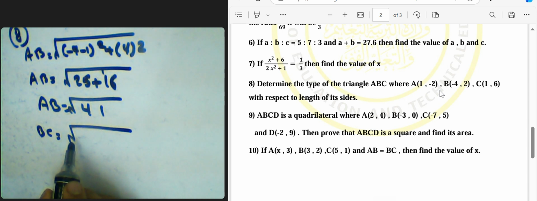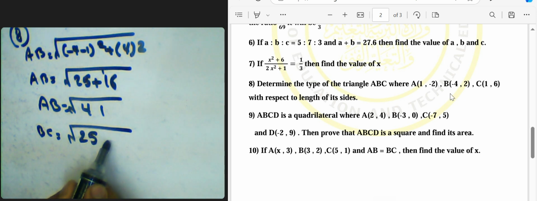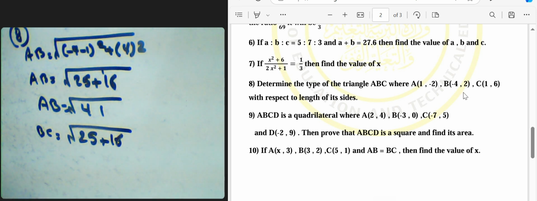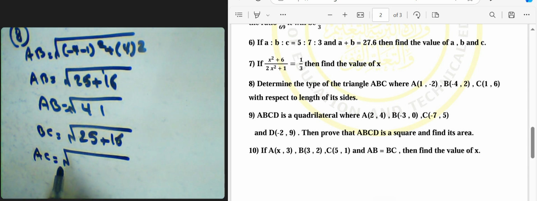And what about the length BC? For the length of BC, we have 1 minus negative 4, which is 1 plus 4, which is 5. 5 squared is 25. And 6 minus 2 is 4, and 4 squared equals 16. That's BC. Okay, and the length of AC: look at A and C, we have 1 minus 1, which is 0, and 0 squared equals 0, and 6 minus negative 2 is 6 plus 2 equals 8, and 8 squared equals 64.